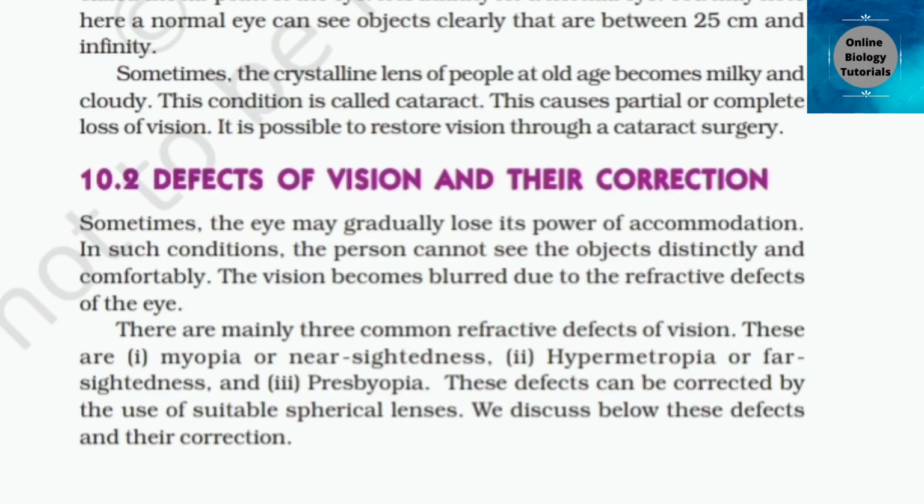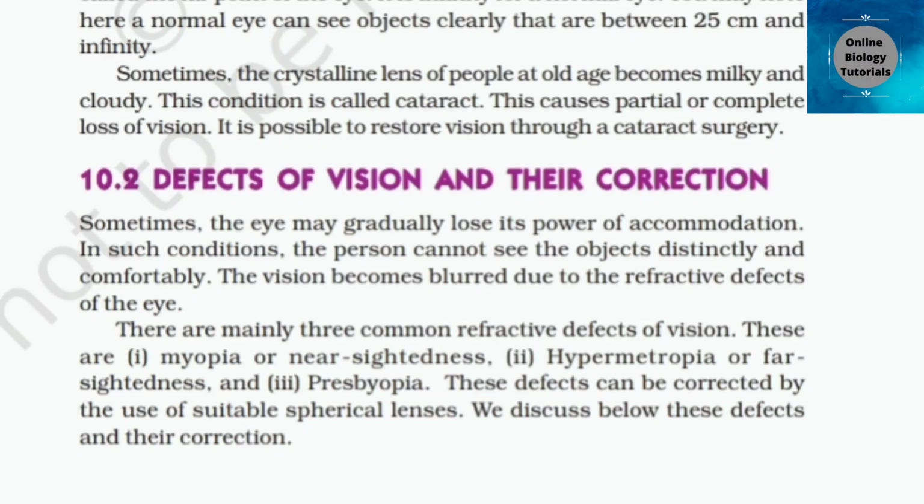Sometimes the eye may gradually lose its power of accommodation. In such conditions, the person cannot see the objects distinctly and comfortably. The vision becomes blurred due to the refractive defects of the eye. There are mainly 3 common refractive defects of vision. These are myopia or nearsightedness, hypermetropia or farsightedness, and presbyopia.